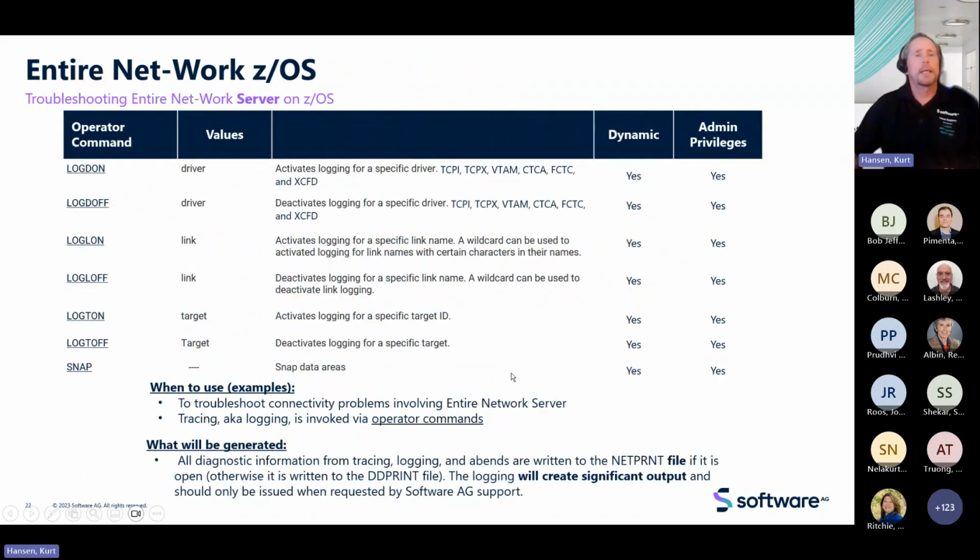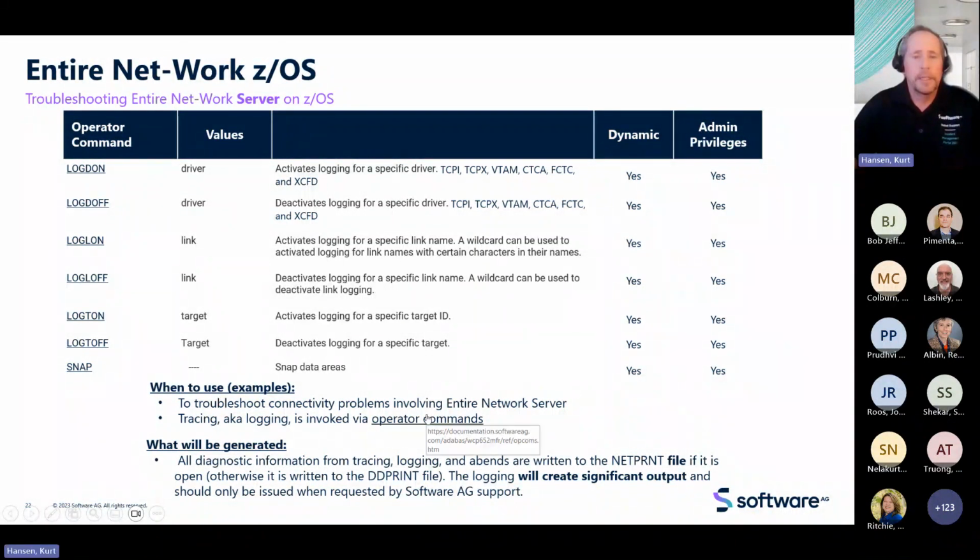Entire Network. Okay, and those who've worked with Entire Network over the years realize that a while back, to turn tracing on and off, you had to cycle the task, and then it wrote out a lot of data, so you had to be really careful, then bring it back down again. Now, I can't remember, it's been a while, but you can dynamically turn tracing on and off. You can be specific to the line driver if you have multiple, whether it's VTAM, channel to channel, TCP/IP.